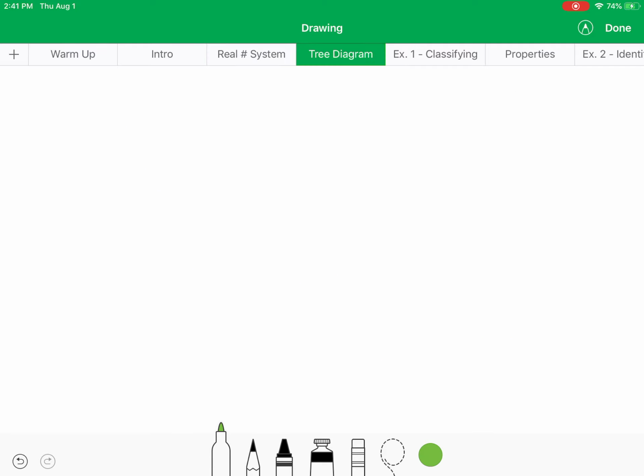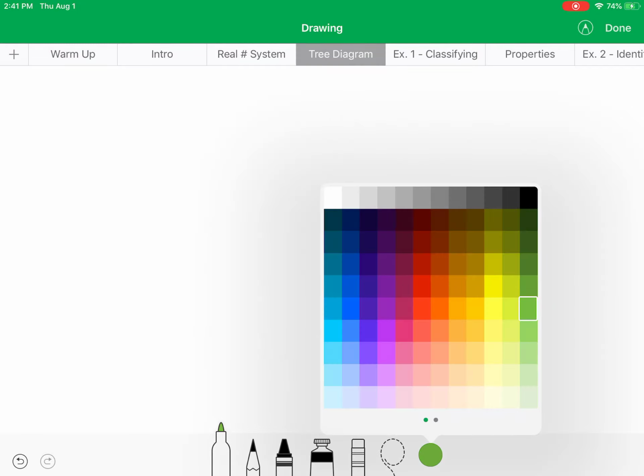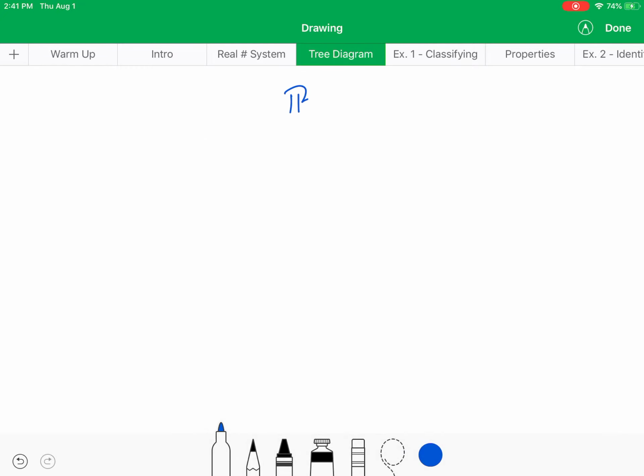So there is a hierarchy to the real number system, right? And I can represent that with a tree diagram. Once again, all numbers that you have worked with thus far, first and foremost, can be considered real numbers. But from there, you can get more specific as to what kind of a number it is. So it's either going to be rational or irrational.